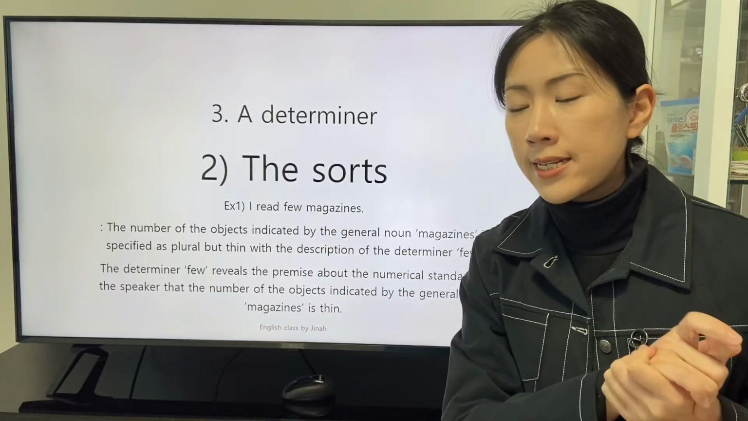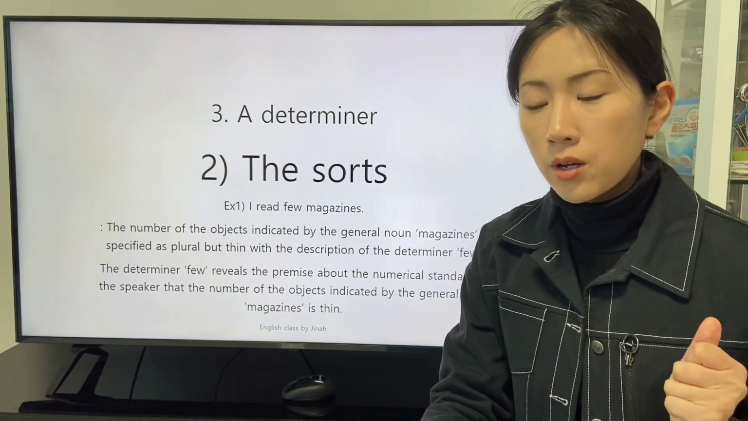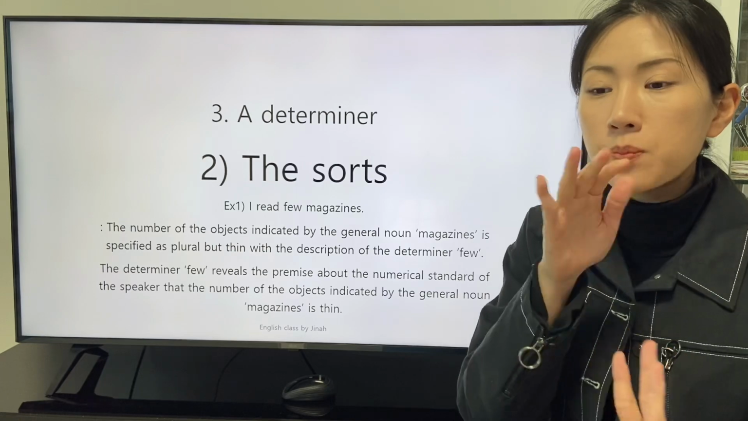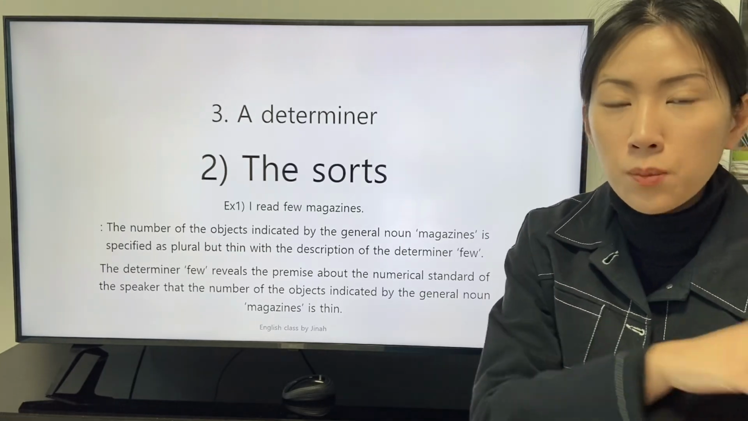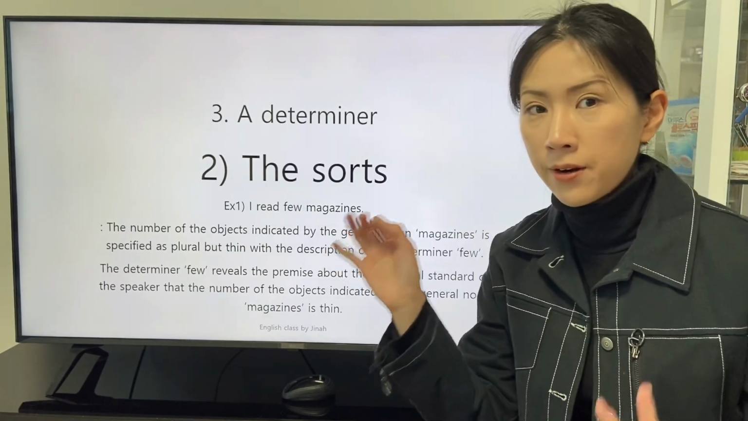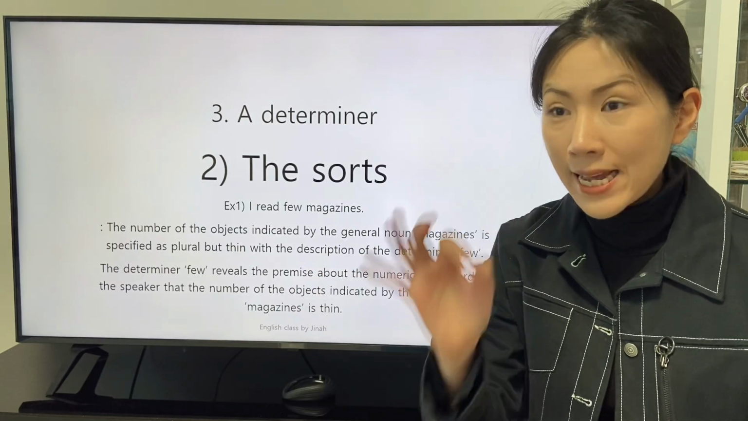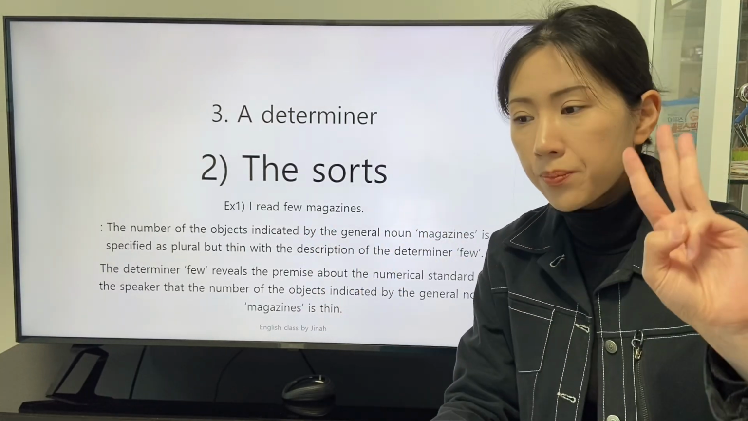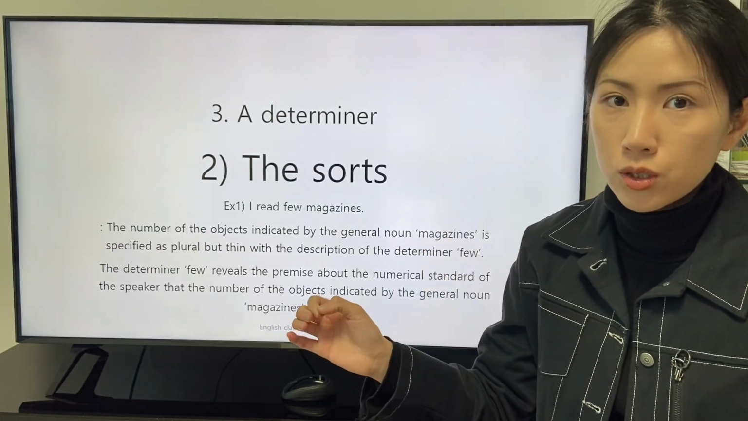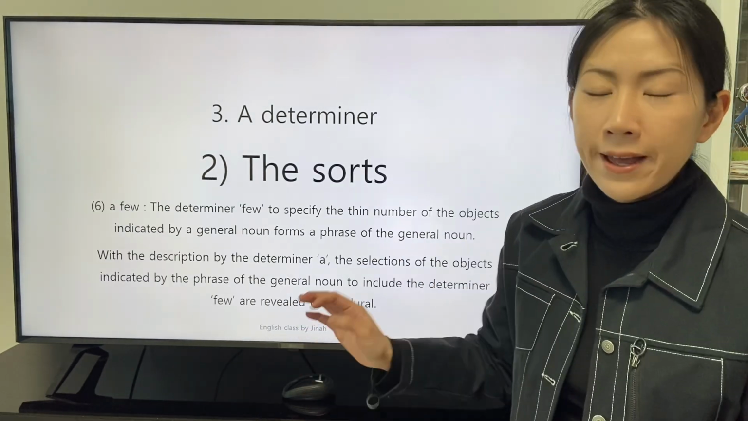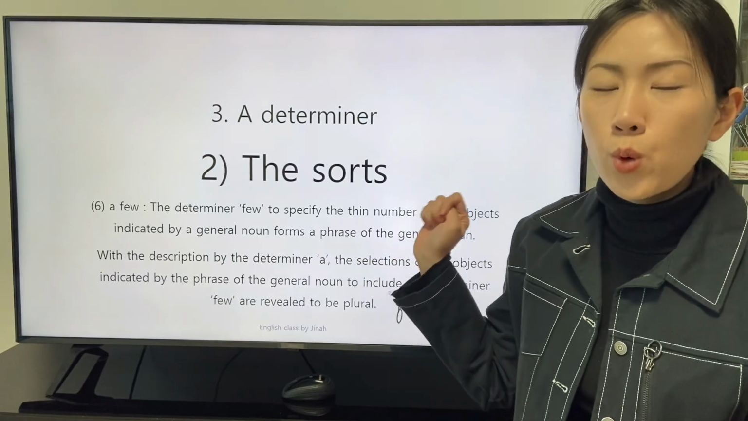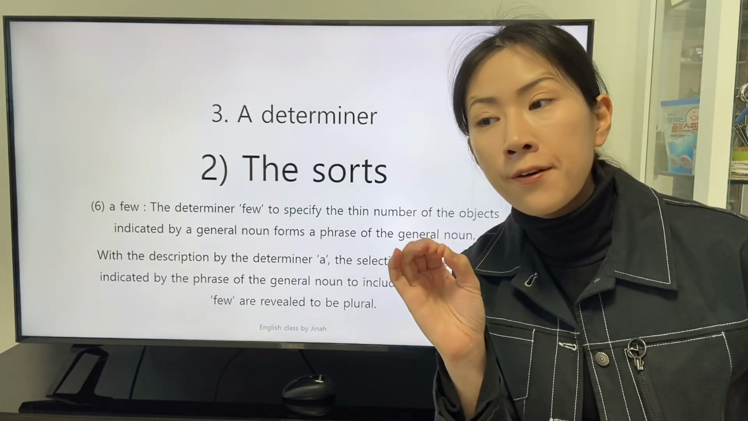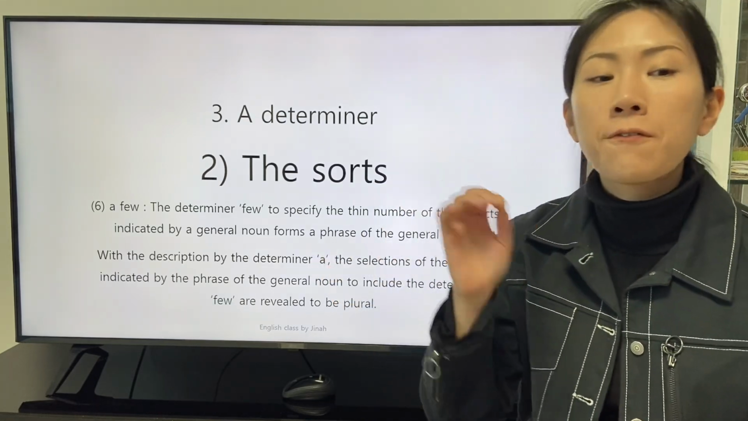Let's suppose that there are 3 magazines in front of us. The speaker who specifies the object with the determiner few sets the premise that the number of 3 is little to the speaker. The 11th determiner we will deal with in this class is the phrase of determiners of few.